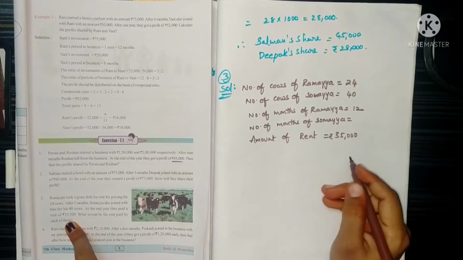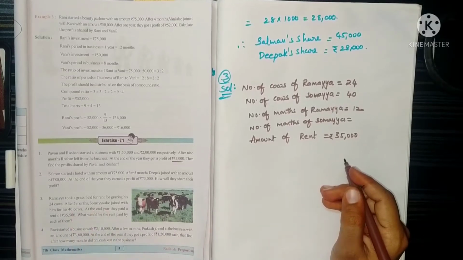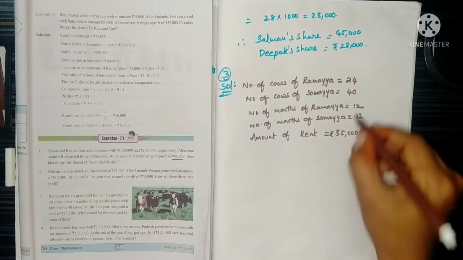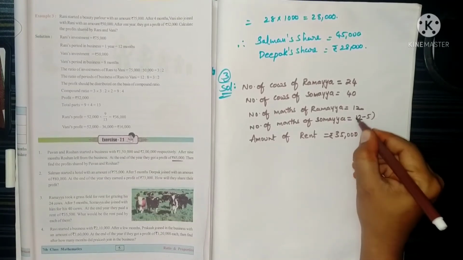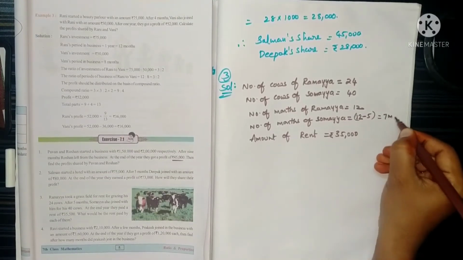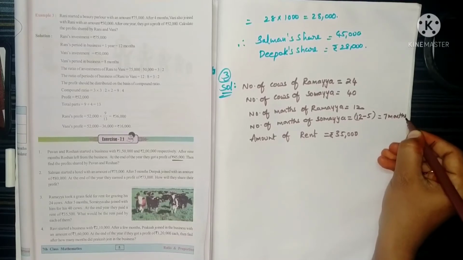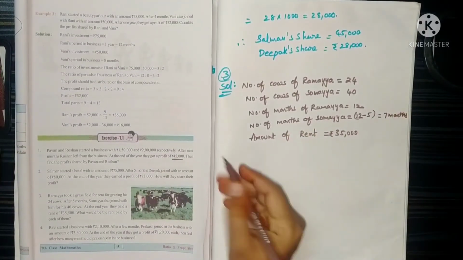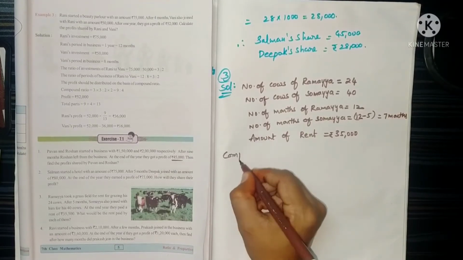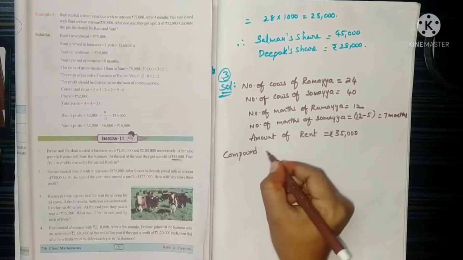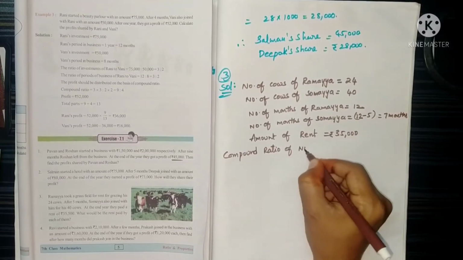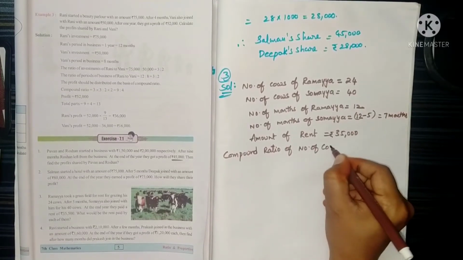35,000. Okay, see, after 5 months Somaya joined. Total 12 months, and after 5 means 12 minus 5, 7 months only. Okay, so number of months of Somaya, 7 months. Now take the compound ratio. Compound ratio of number of cows and months.